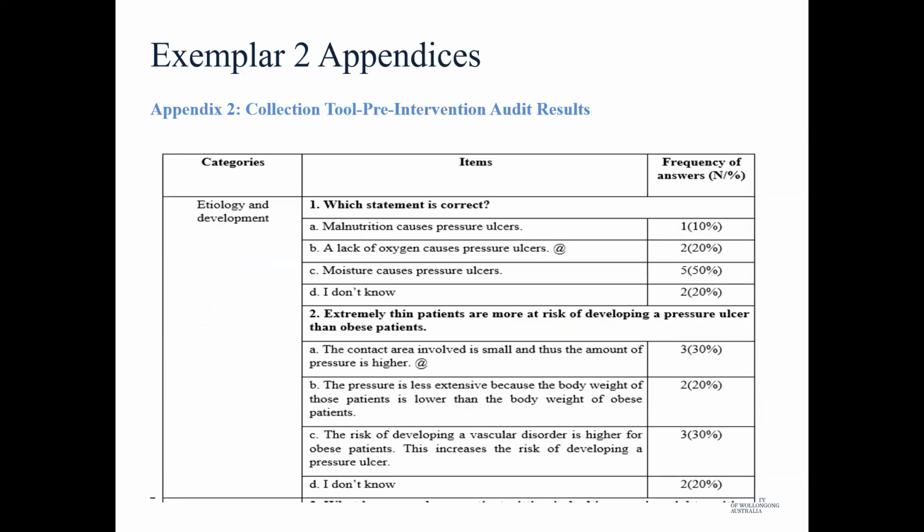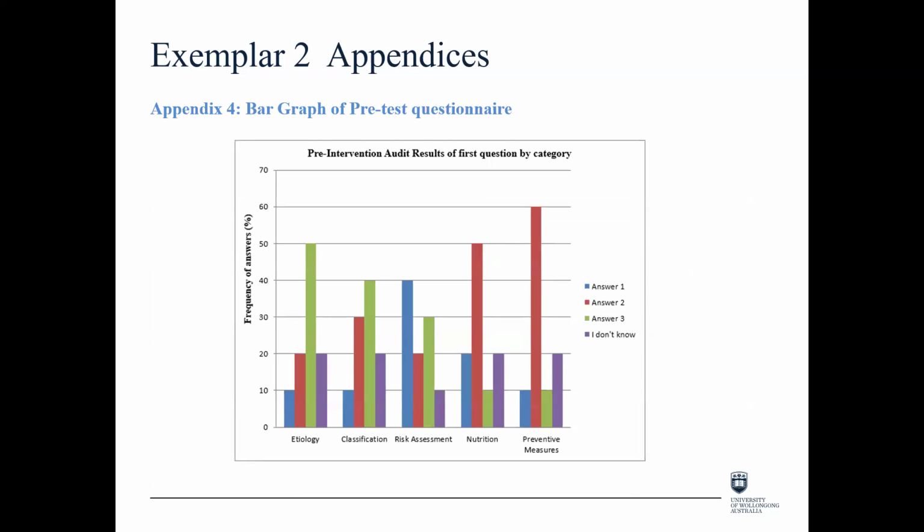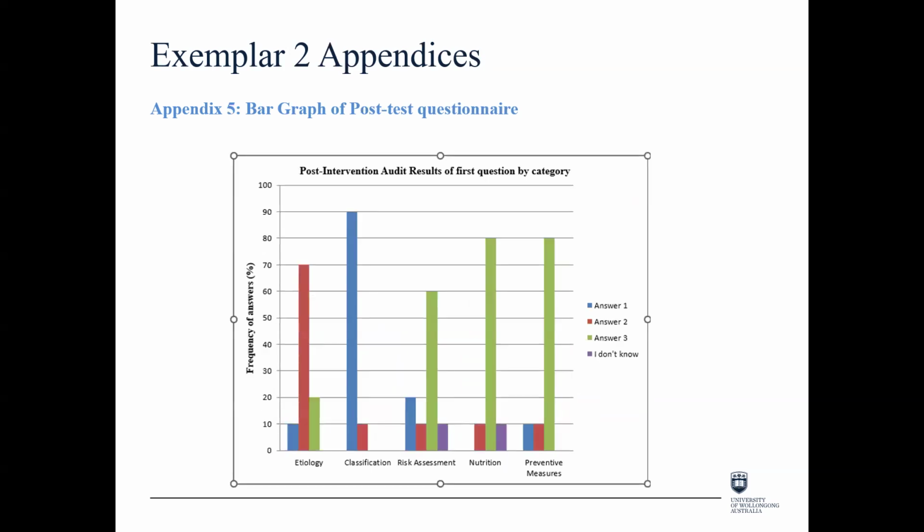So their appendices, this is how they presented them. They did all of their pre-test results in one table, and then they did all of their post-intervention test results in a separate table in Appendix 3. They also did some bar charts, showing responses to questions related to the five different areas: etiology, classification, risk assessment, nutrition, and preventative measures. So just showing the frequency of the responses in the pre-test, and then they also did the same bar chart in the post-test, showing the changes over time.